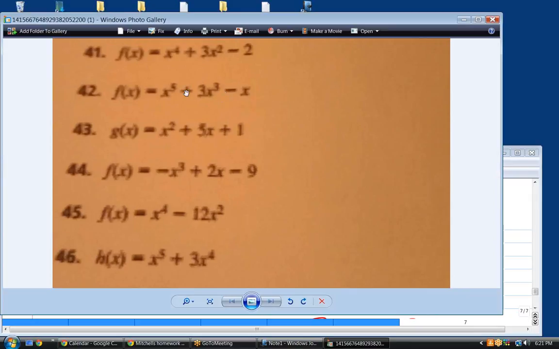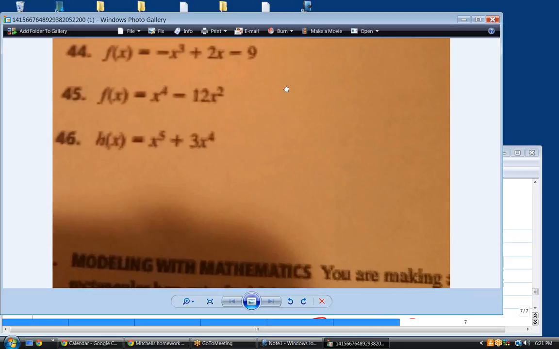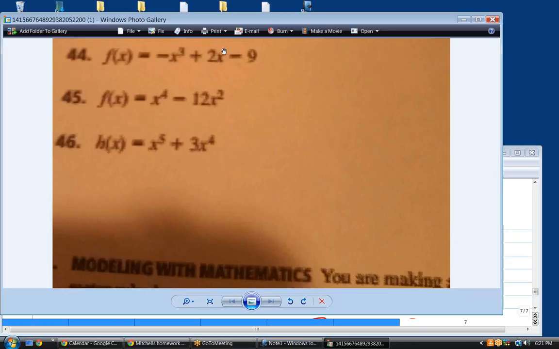42 is neither because it was all x's. There was no constant. In other words, if it's all x's and they're all odd exponents, you have an odd function. And 41 was even because if it's all even exponents and you have a constant, it's still even. But if it's all odd exponents and you have a constant, it's neither. In other words, 44 is odd exponent, but we have a constant.